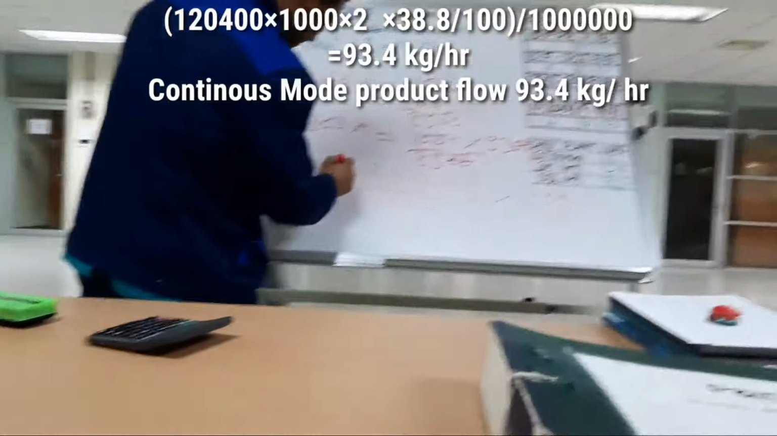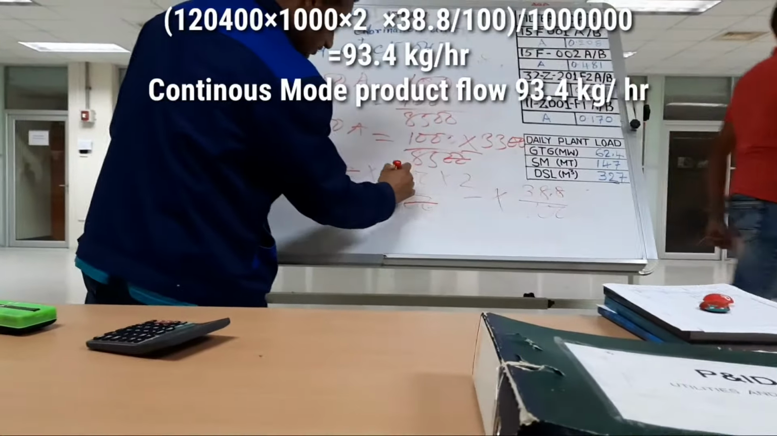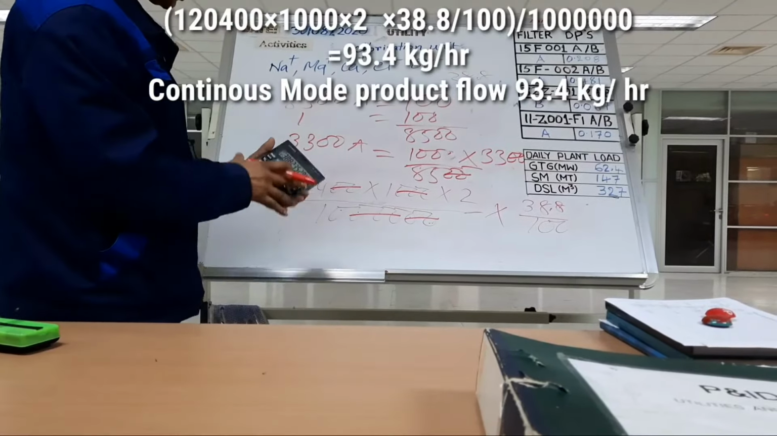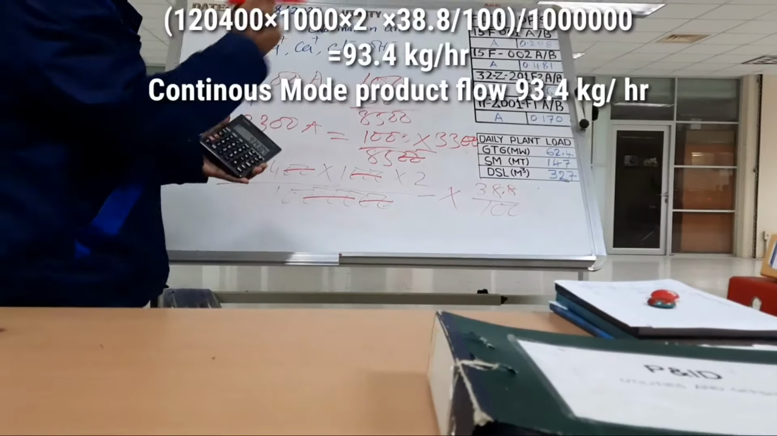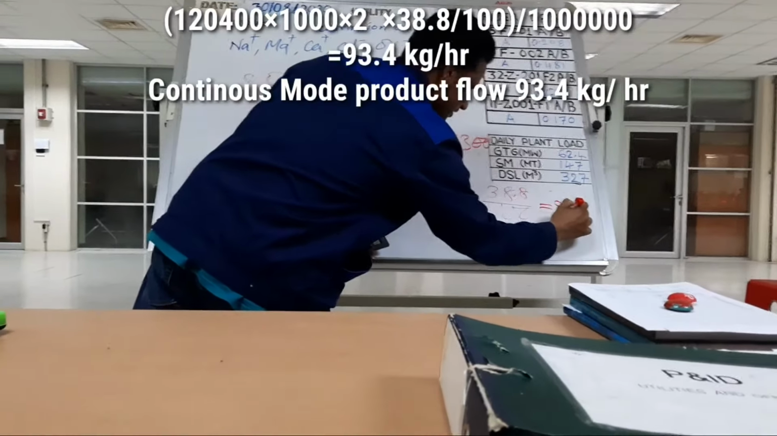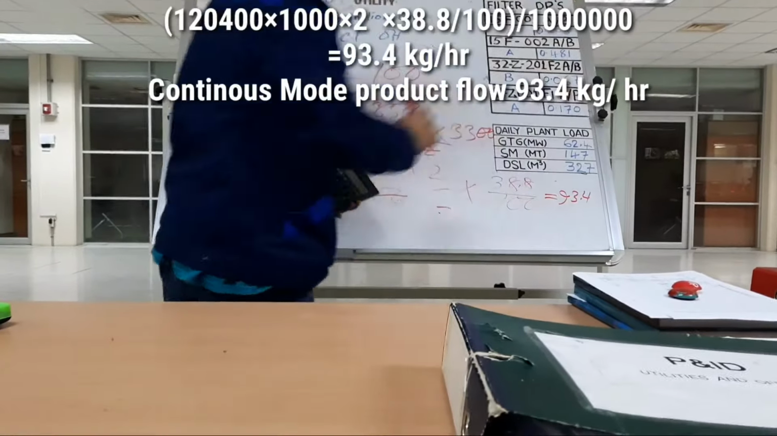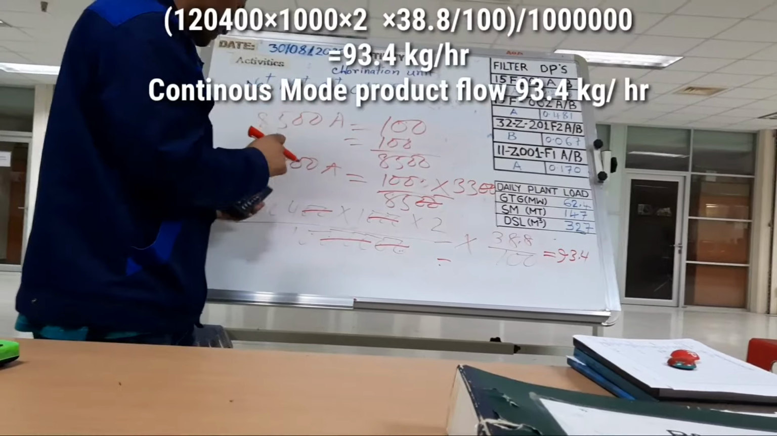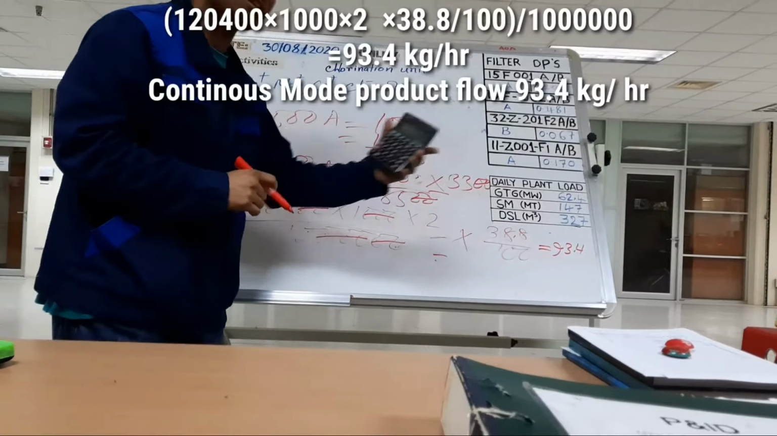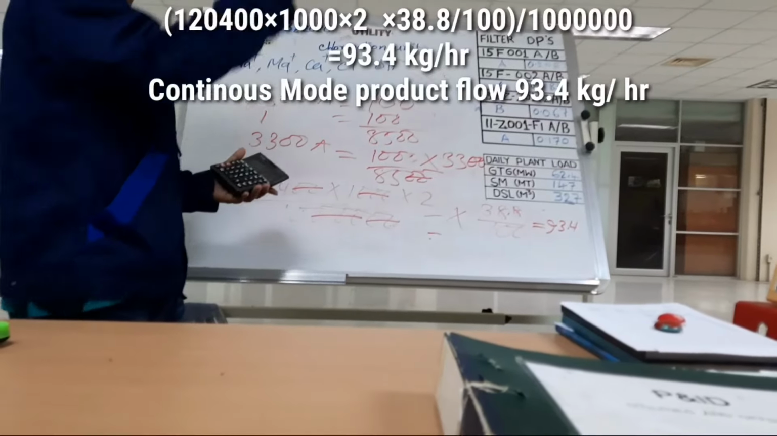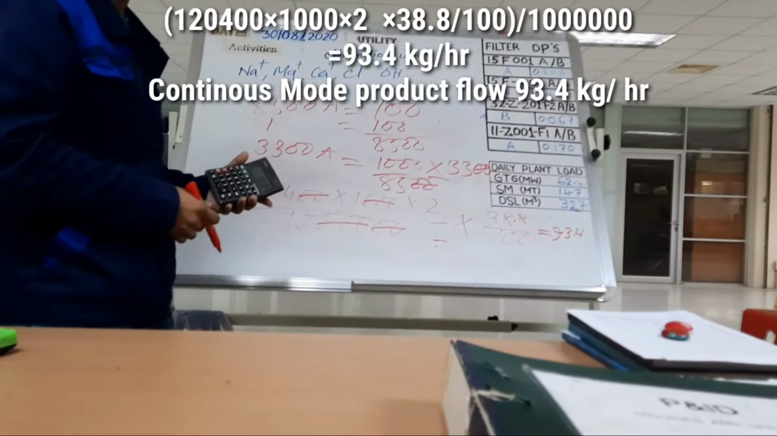If you calculate like this, these cancel, okay? So now how much load is coming? 93.4 kg in continuous mode. If the flow is 1,20,000, then the load coming is 93.4. I have given only one calculation, but you can calculate for any flow, no problem.